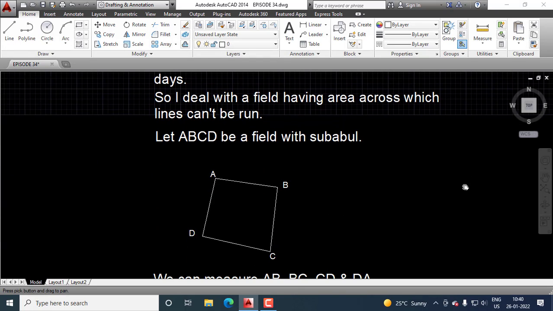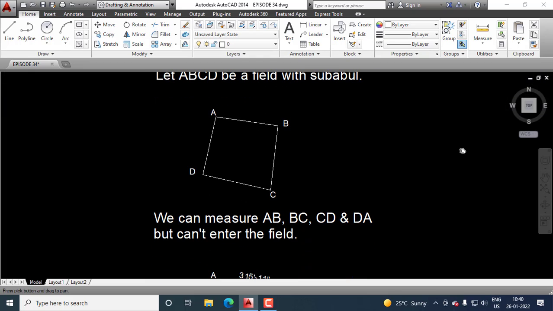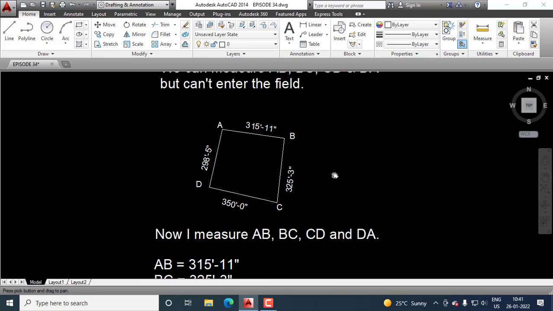Let ABCD be a field with subabul. We can measure AB, BC, CD and DA, but can't enter the field. Now I measure AB, BC, CD and DA, and the measurements are noted here and here also.